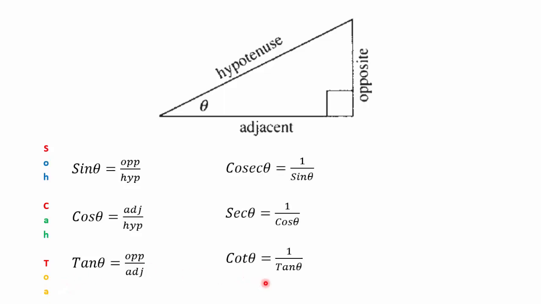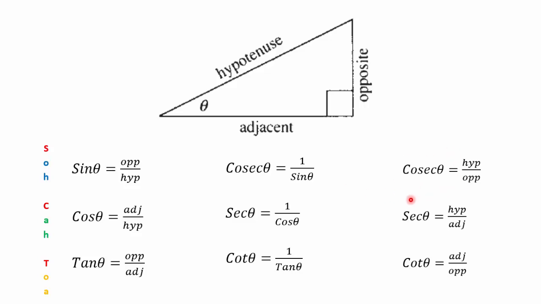The reciprocal ratios are cosecant, secant, and cotangent, and they are just 1 over the original ratios. That's the reciprocal. The reciprocal of a fraction is just the fraction flipped upside down.